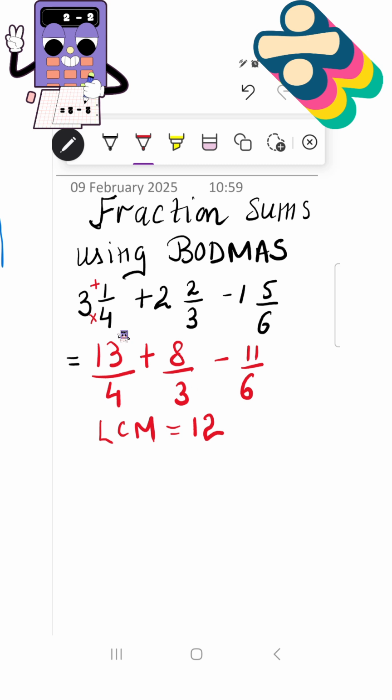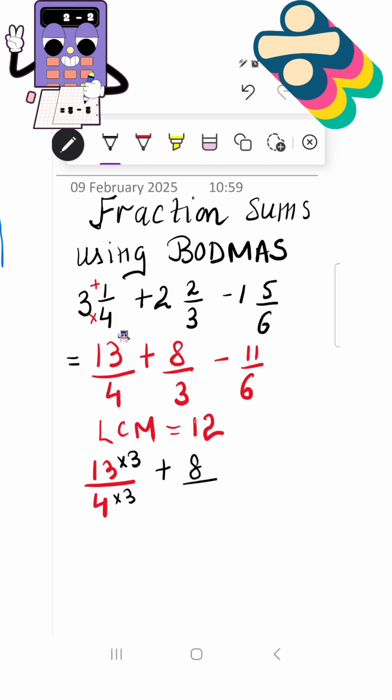Now, here students make a mistake. They make the denominator 12 by multiplying, like 4 times 3 is 12, so they multiply by 3, but they skip a step. They are not multiplying the 3 in the numerator as well. So you have to multiply the same number. Your LCM is 12 here, so of course multiply 4 by 3, and you are going to multiply the numerator as well by 3. Okay, I hope it's clear to you.